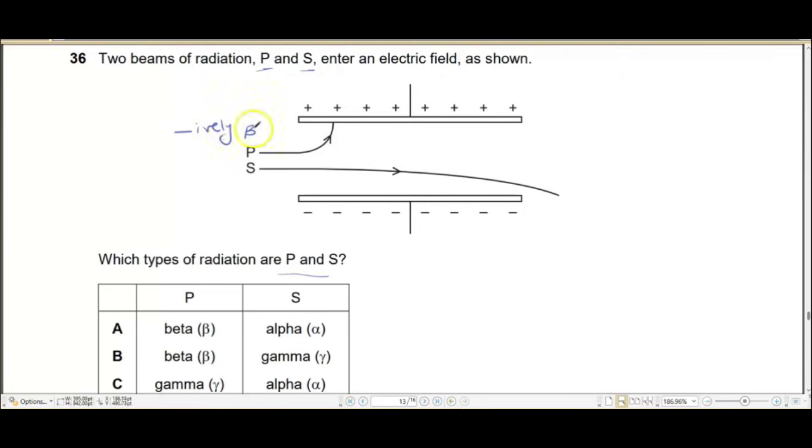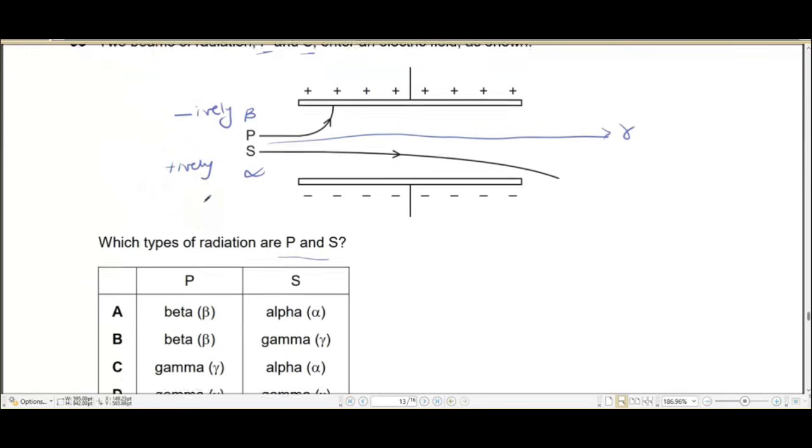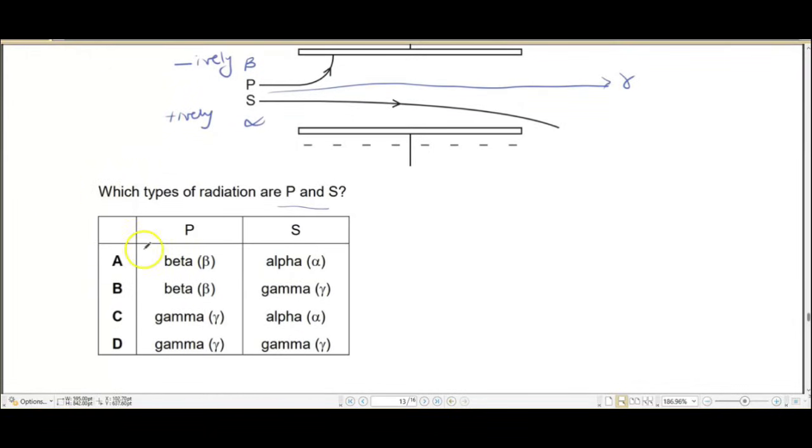So it is going to be attracted towards the positive end of the plate, and S isn't passing undeviated, otherwise it would have been gamma. It is deflected towards the negative side of the plate, so it is going to be an alpha particle, which is a positively charged particle. So P is a beta particle, S is an alpha particle, A is our correct option for this.